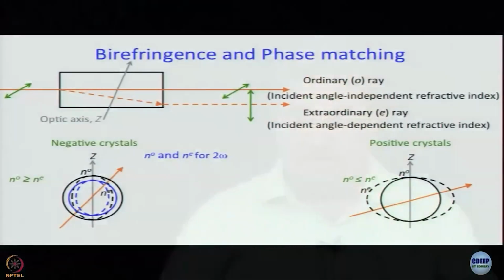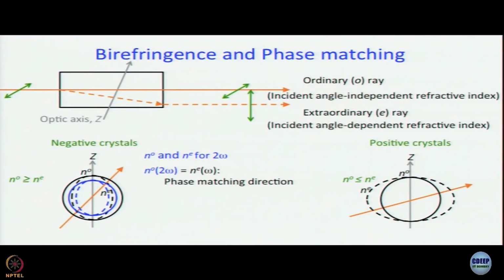Now see, look very carefully. There are 4 points at which NO for 2 omega and NE for omega have the same value. 4 points at which NO for 2 omega, the blue circle, has cut the surface for NE for omega, the black dashed ellipse. Is that right? I will show you one. Look at this point.